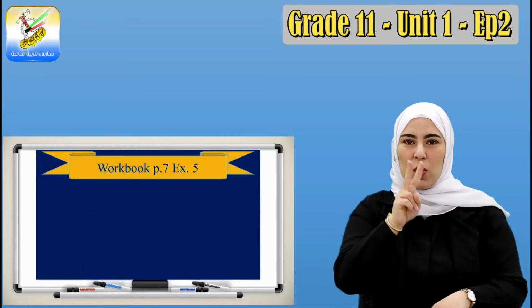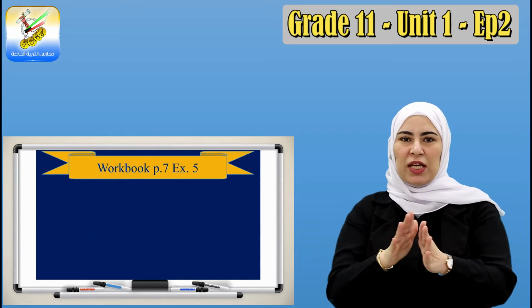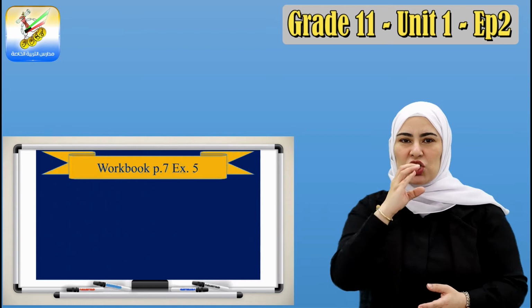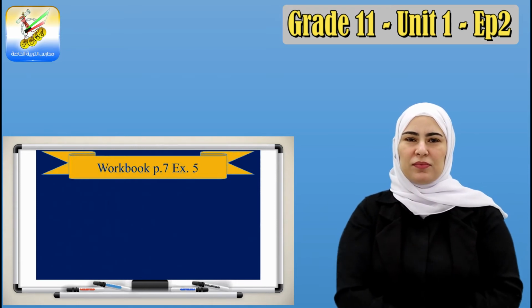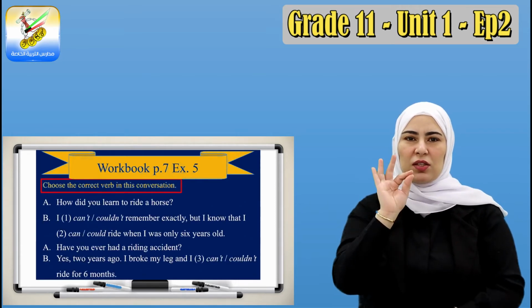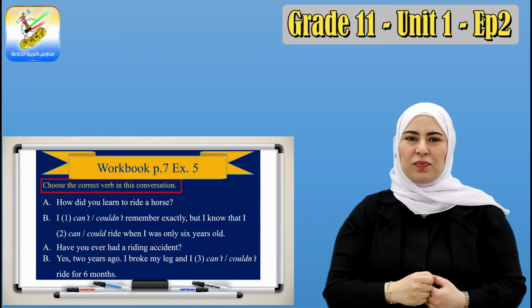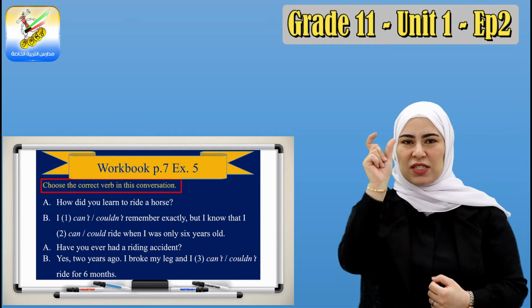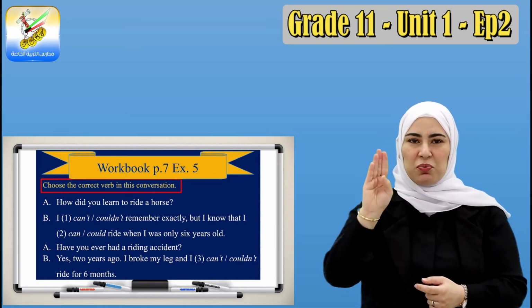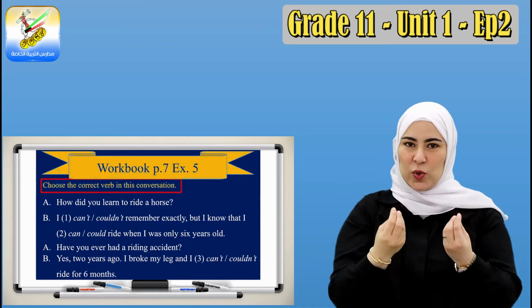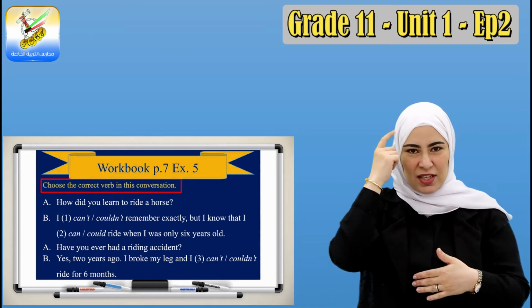We have an exercise from the workbook, page 7, exercise number 5. Let's go through it together. Choose the correct verb in this conversation. This is a conversation between two persons, A and B. What we have to do is very simple. You have to read the sentence clearly and slowly to make sure that you choose the correct answer.